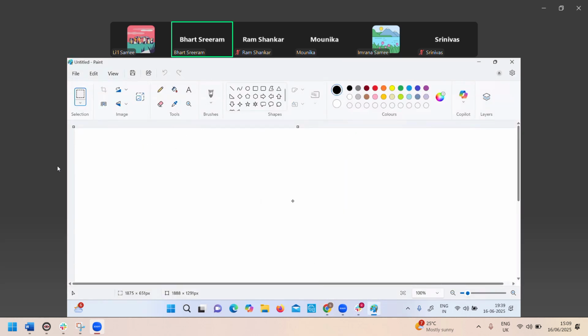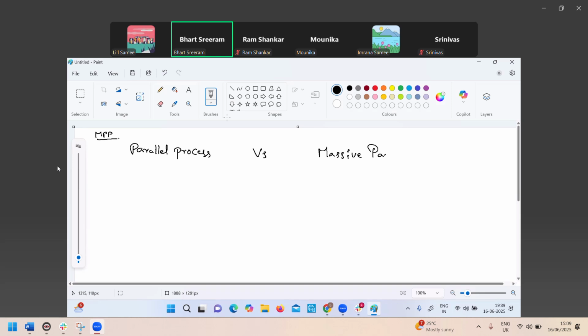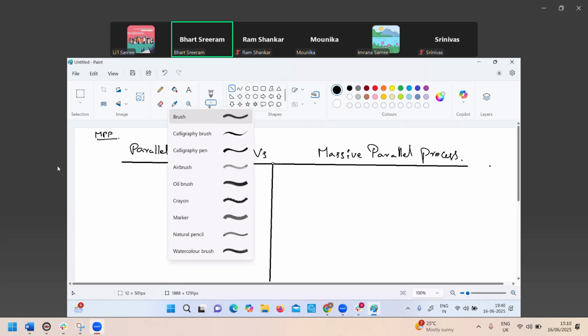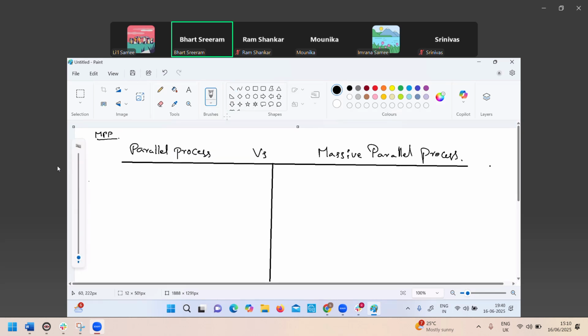Then we discuss one more thing. What is the second feature of Spark? MPP, massive parallel process. That means normal parallel process versus massive parallel process. To help you understand, I'm using some code here. Forget about the code, try to understand the process.